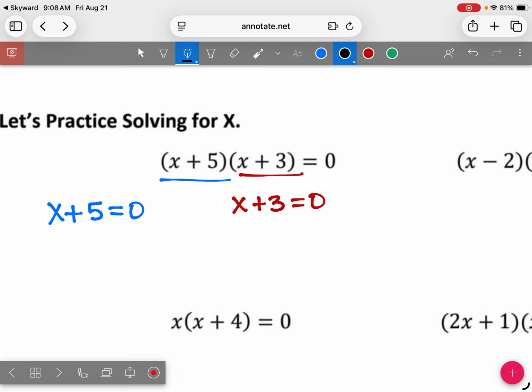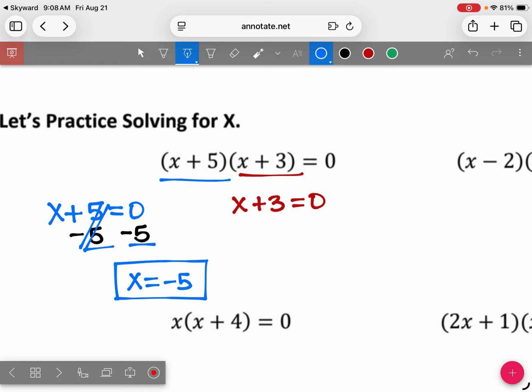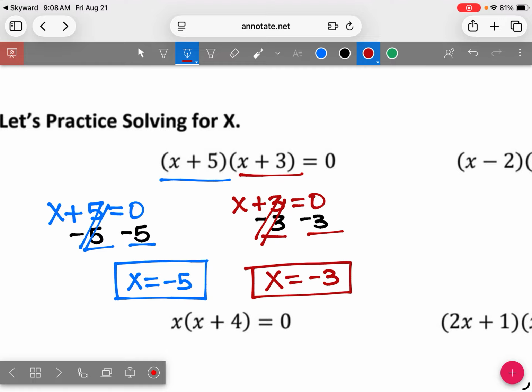In order to solve the first one, I'm subtracting 5. So what is 0 minus 5? x equals negative 5. That would be my first x-intercept. I would have an x-intercept at negative 5. For my second one, I am subtracting the 3, and I would have x equals negative 3. That's my second x-intercept.